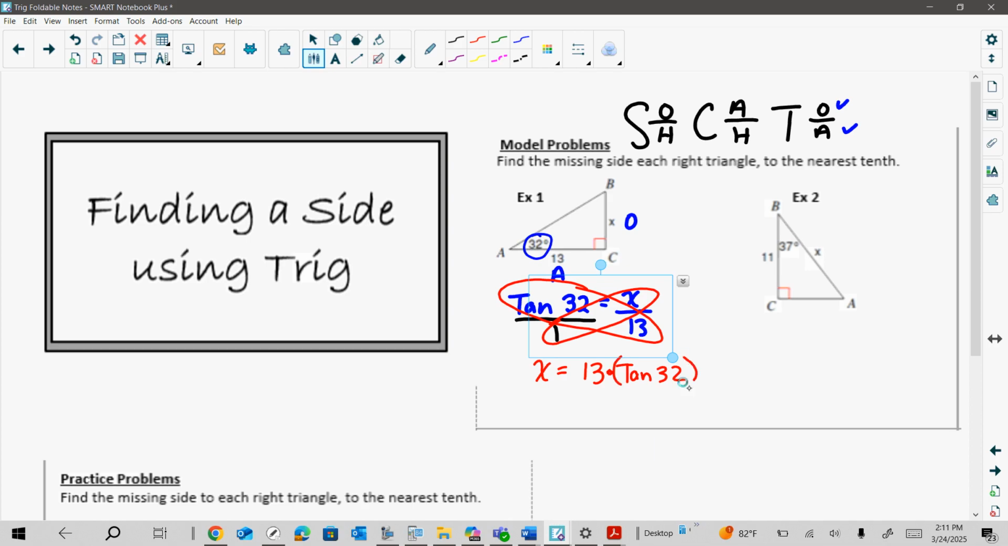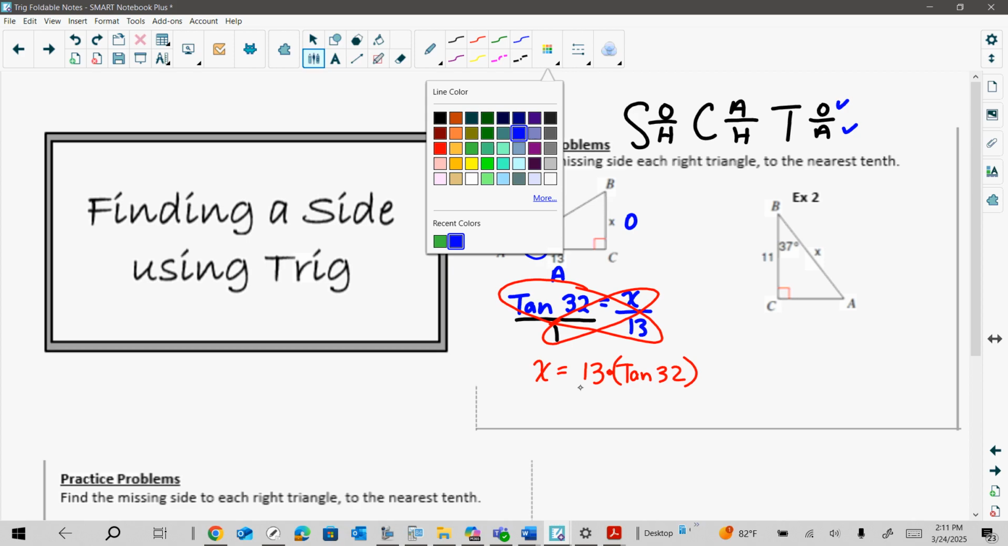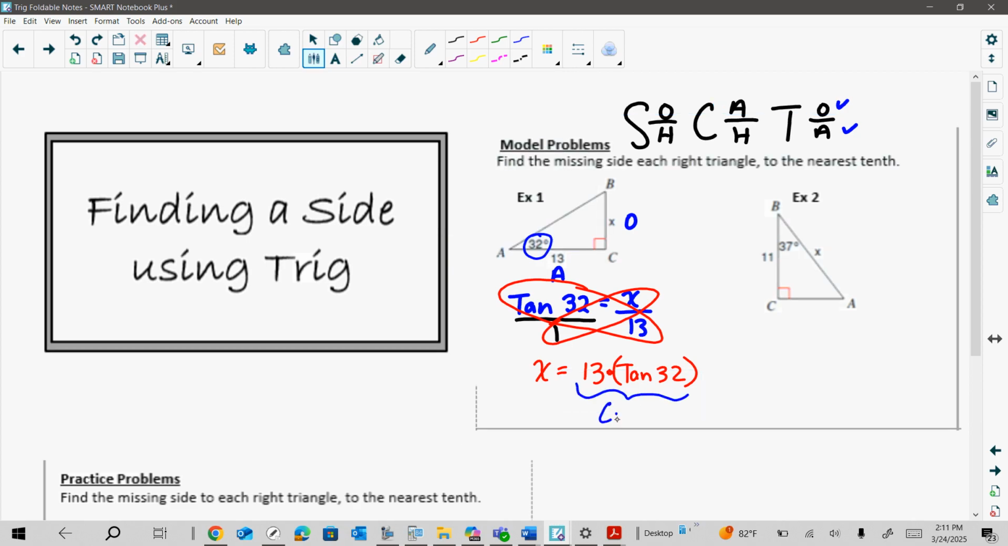Or you can put the tangent 32 together. Keep that because it's the trig and the angle times the side. You can't multiply the 13 times the 32 because this is an angle and this is a side. Those are not like terms. So this section here is what goes in the calculator. Even if you don't have a calculator, you have to at least get to this point to show understanding and get full credit.